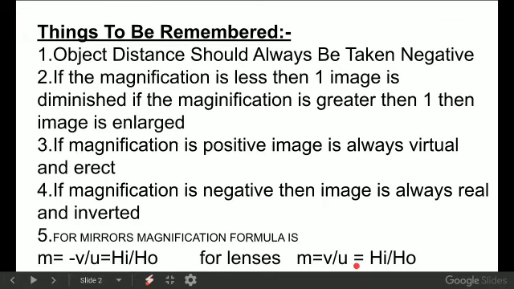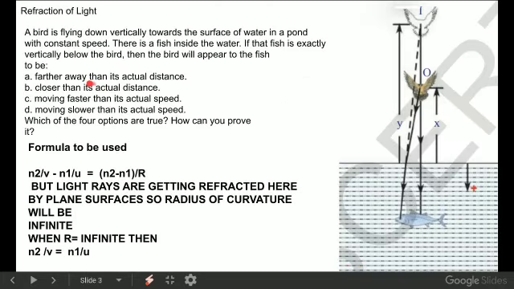Okay, let's move on to the first problem. A bird is flying down vertically towards the surface of water in a pond with a constant speed. There is a fish inside the water. If that fish is exactly vertically below the bird, then the bird will appear to the fish to be.